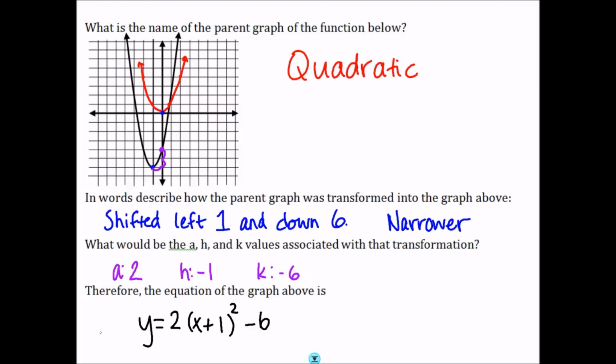Make sure that you can figure out the transformations, both describing it in words and figuring out the a, h, and k values.